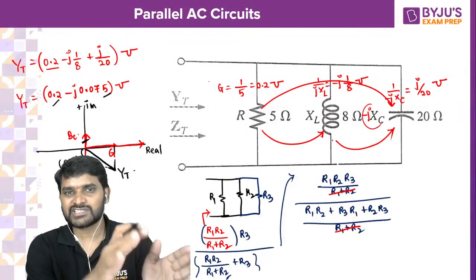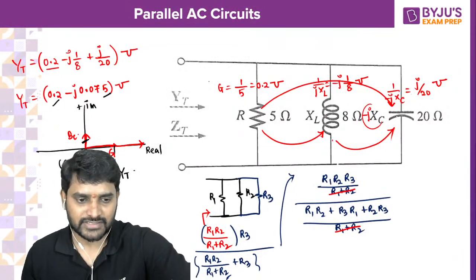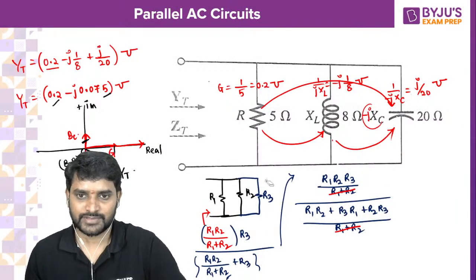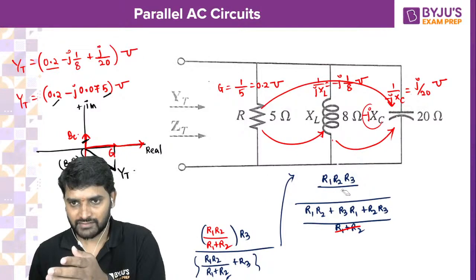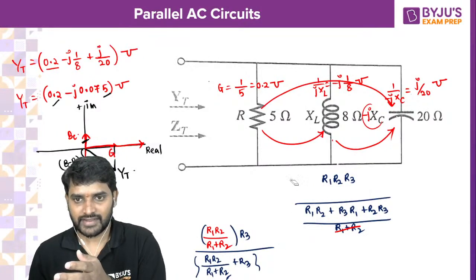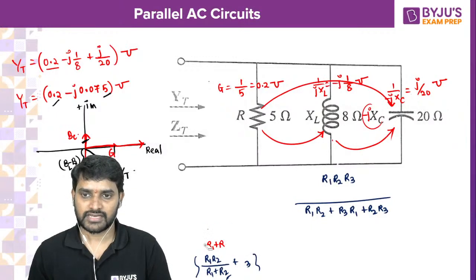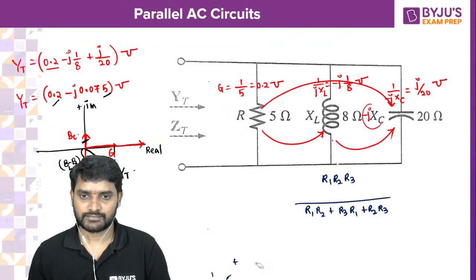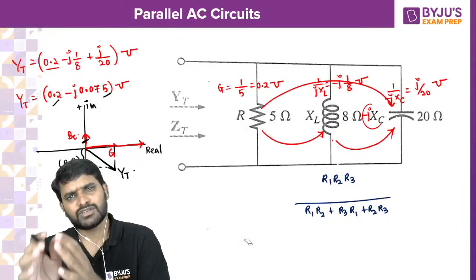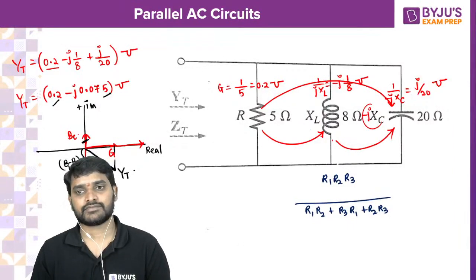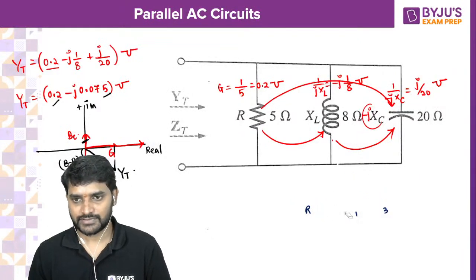You are going to get the same impedance, same admittance. Let me show you that. I am erasing this. This is the formula: R1 R2 R3 divided by R1 R2 plus R2 R3 plus R1 R3. If you have inductors and capacitors, you just include the J term, that's it. You need to take up the oppositions. Let me take up here.